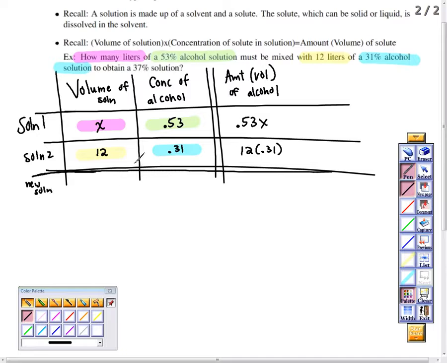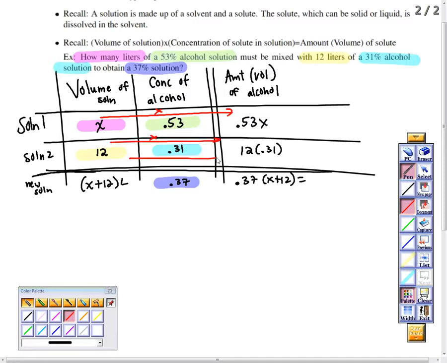What is the volume of the new solution? Well, if I had X liters originally and I add 12 to that, the new volume is X plus 12 liters. What concentration do I want? I want a 37% solution, so that's my concentration right here. 37% changes to 0.37. Now something interesting is going to happen in this box. I multiply across like before: 0.37 times x plus 12. It's really x plus 12 times 0.37, but I like to put the number in front.